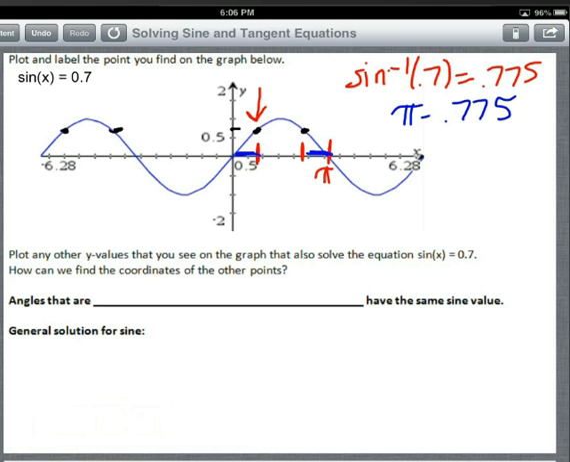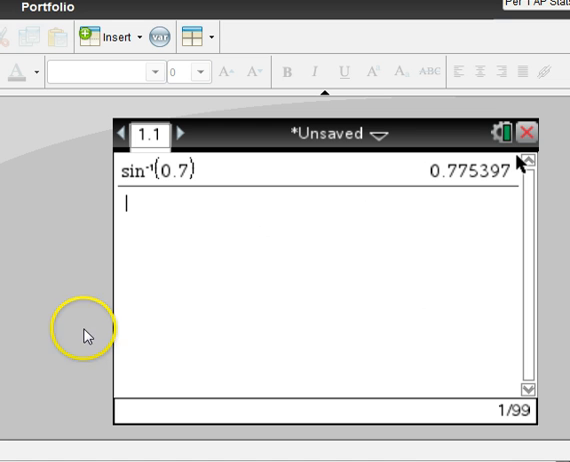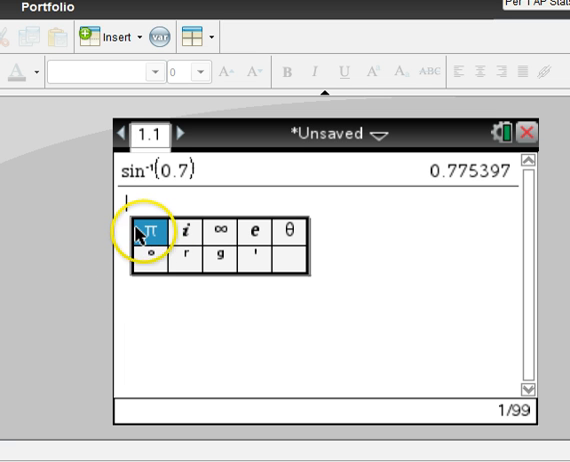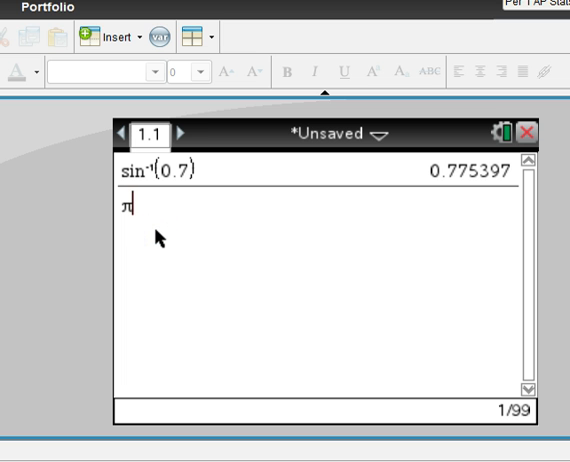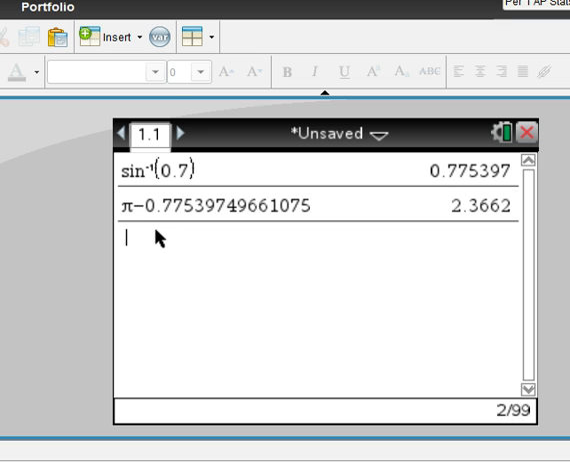Let's check that out on the calculator and on a graph. If we go back to the calculator, let's do pi minus 0.775, and since I already have the 0.775 in here, I can just do pi minus, grab that number and push enter, and there would be 2.3662. Well, we know that pi is 3.14, so that makes sense that it's less than that.